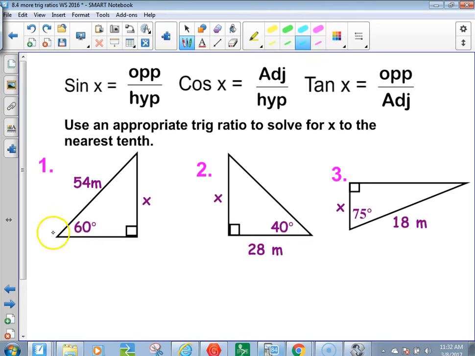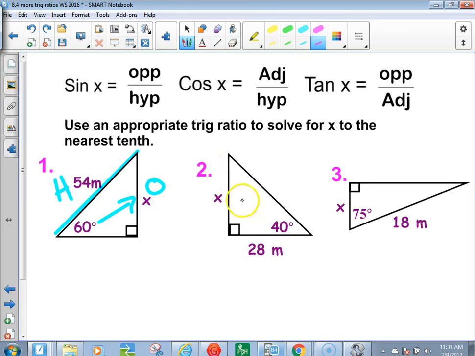At some point, you probably won't need to do highlighting anymore or labeling. So from the 60, where's the x? What is it? Opposite leg is opposite. This one's hypotenuse. You know which one to use now?